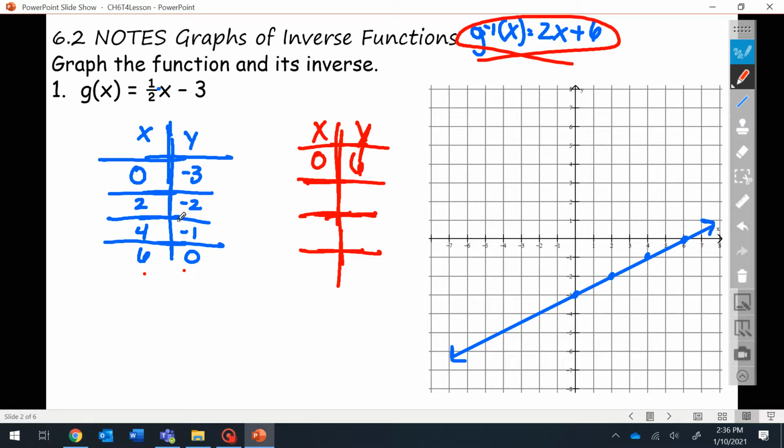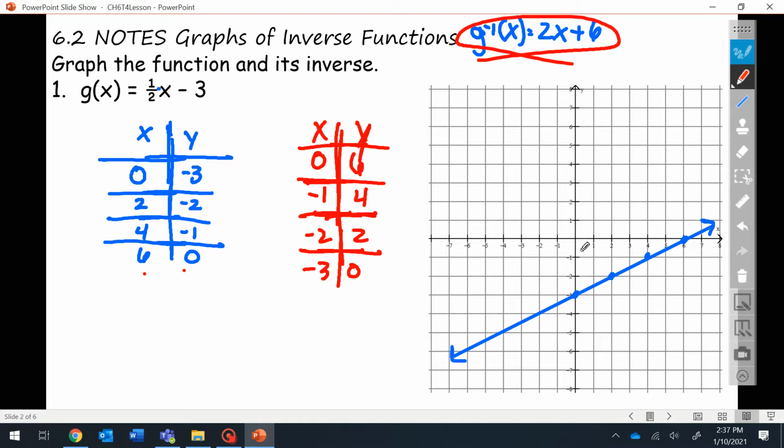And 4, negative 1 becomes negative 1, 4. And 2, negative 2 becomes negative 2, 2. And 0, negative 3 becomes negative 3, 0. And this is actually my inverse function, and you can check these points. 2 times 0 plus 6 is 6. 2 times negative 1 plus 6 is 4. 2 times negative 2 plus 6 is 2. And 2 times negative 3 plus 6 is 0.